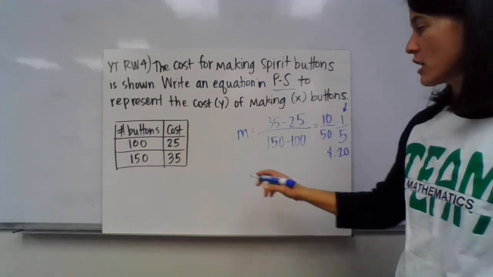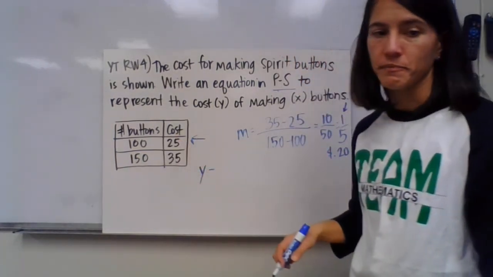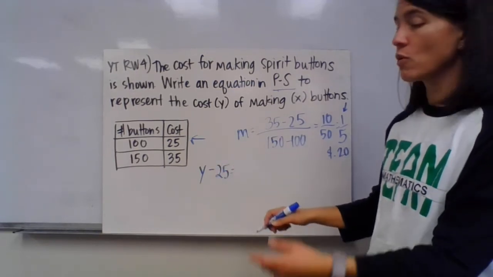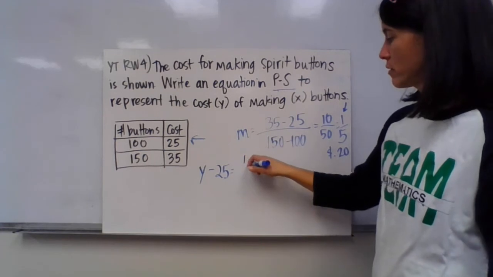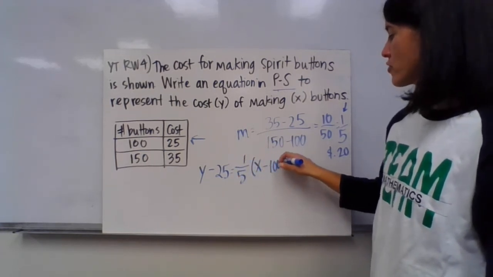You can use 1/5. So y minus, pick a point. I'm going to just pick this first point. Y minus 25 equals m, our slope, 1/5, and then x minus 100.